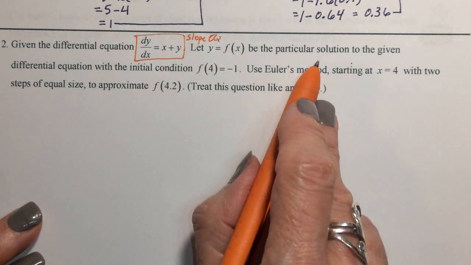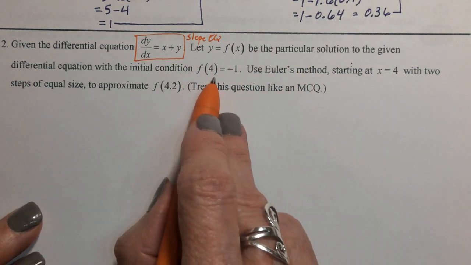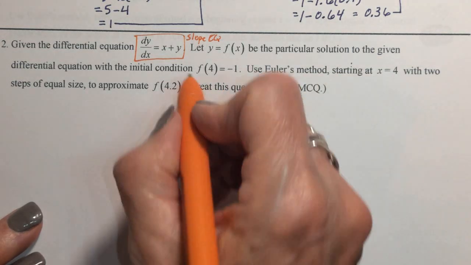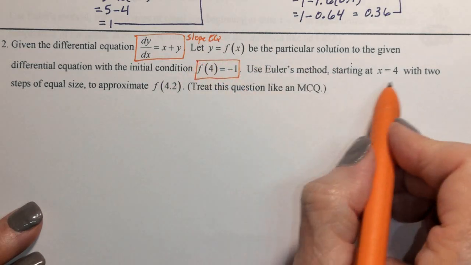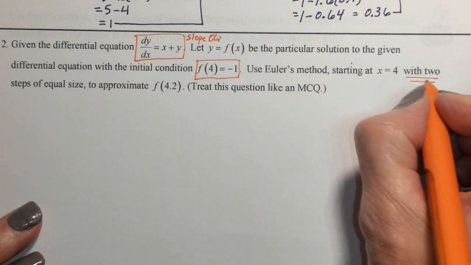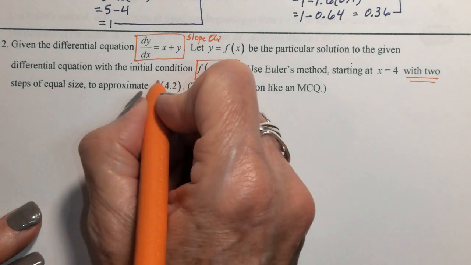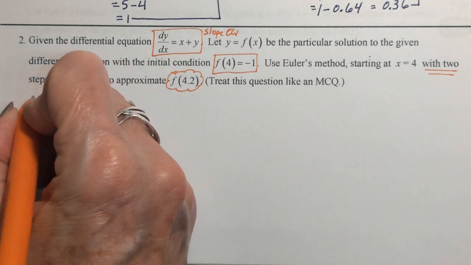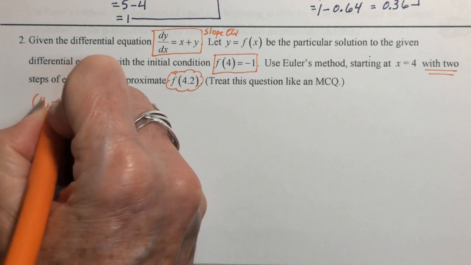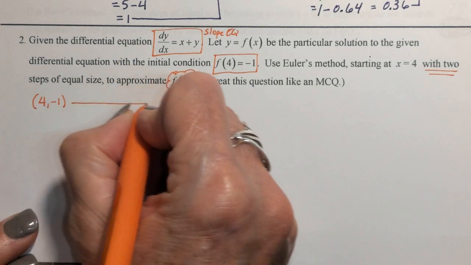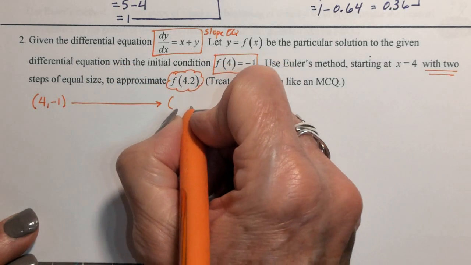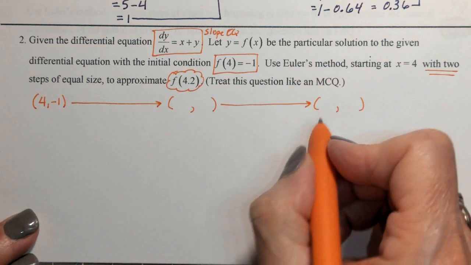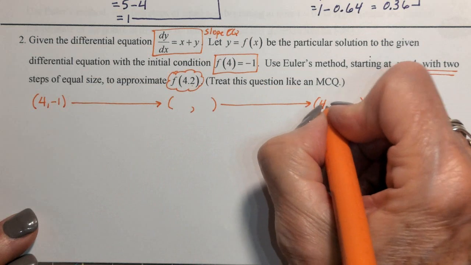And f is the particular solution, where f of 4 is negative 1. Use Euler's method starting at x equals 4. So we're starting at the point 4, negative 1, with 2 steps of equal size to approximate f of 4.2. So we are starting at 4, negative 1. We're going to take 2 steps again. So we're going to go 1 point and then another point. And when we end, the x coordinate should be 4.2.